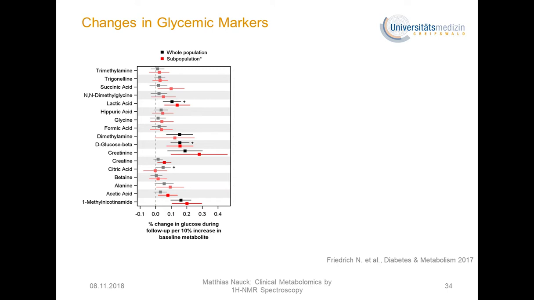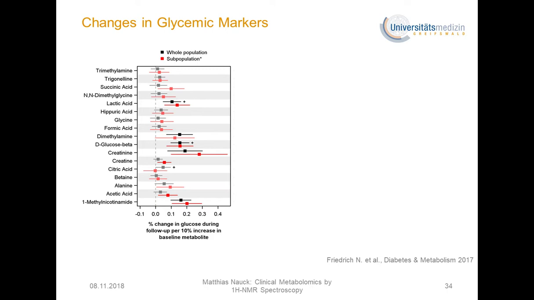We observed the percent change in glucose during follow-up per 10% increase in baseline metabolites. So on the y-axis, you see a lot of metabolites, and if these metabolites changed by 10% during this time period of 5 years, we see that the glucose concentration increases by 0.1, 0.2%. It does not sound like very much, but it's obvious for creatinine in combination with the glucose, and we have the same finding when we look at the HbA1c or on the HOMA index for insulin resistance.